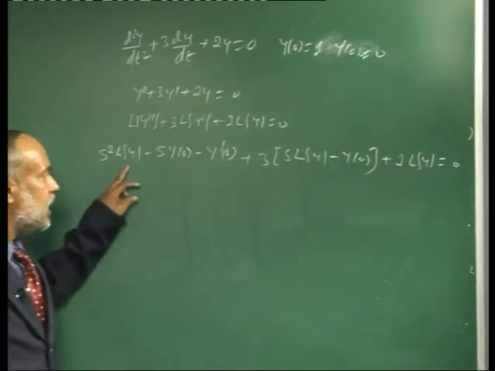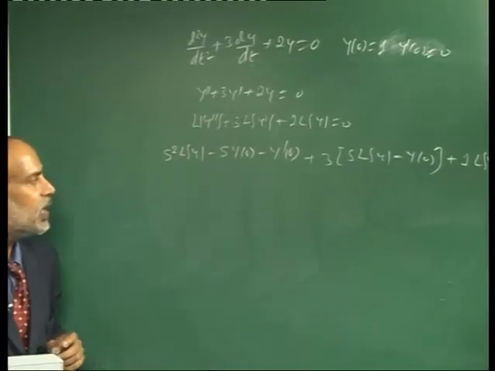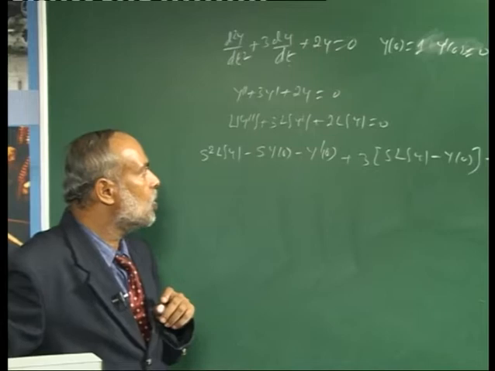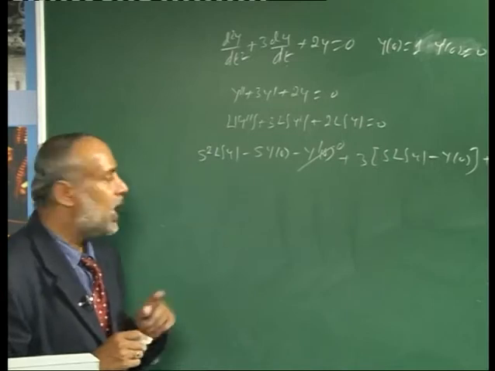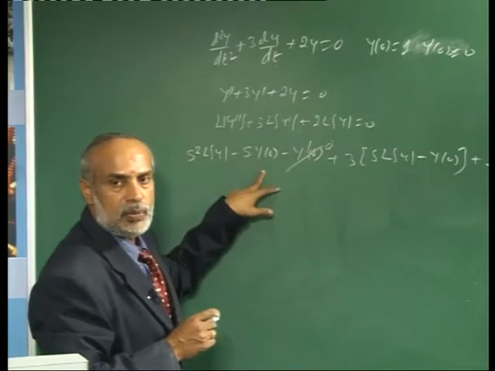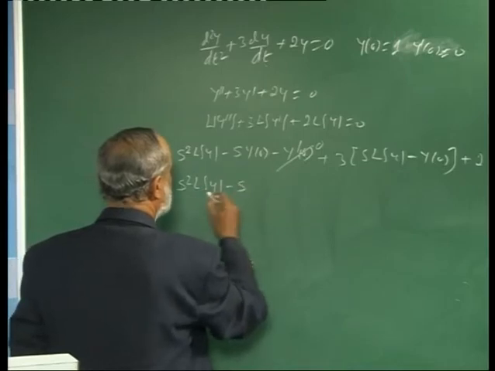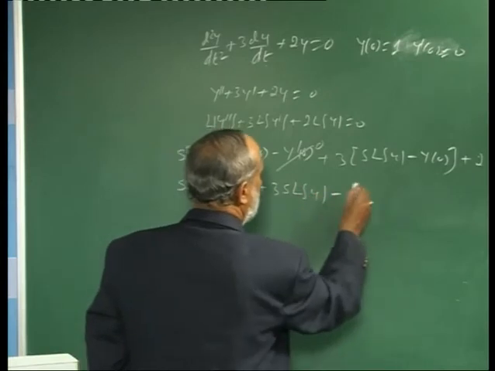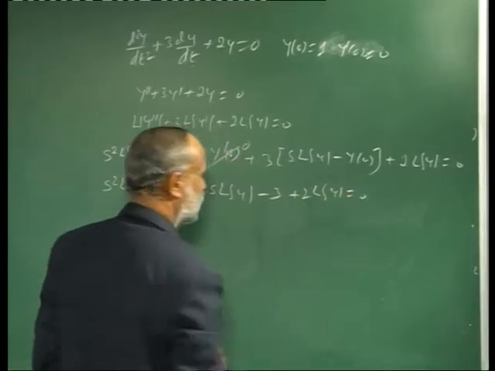After applying the Laplace transform derivative formula, now you can use the initial conditions. What are the initial conditions? y of 0 equal to 1 and y dash of 0 equal to 0. Then y dash of 0 is 0, and y of 0 is 1, here also 1. Now you can substitute the y of 0 value. Then s squared into L of y minus s into 1, plus 3 into s L of y minus 1, plus 2 into L of y equal to 0.